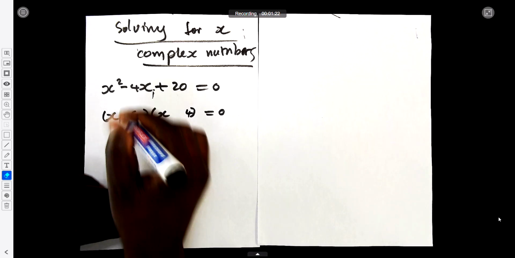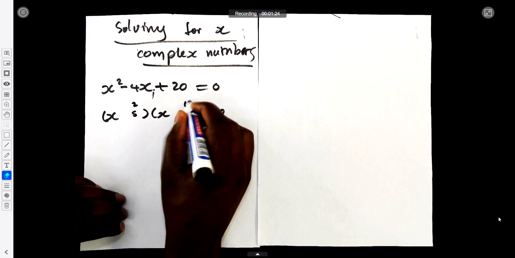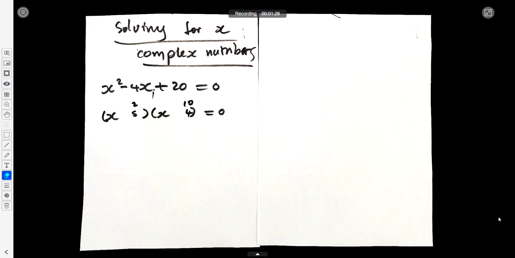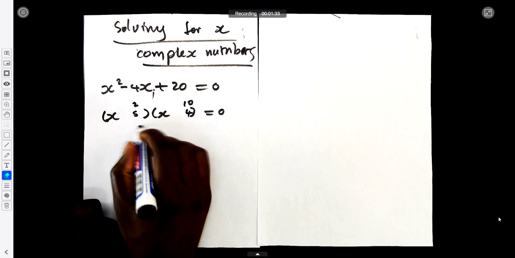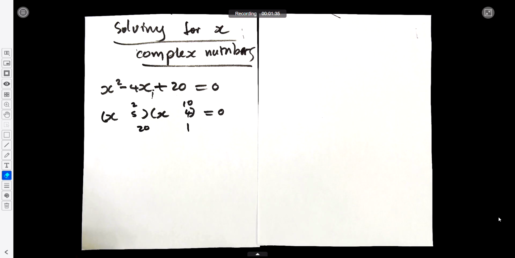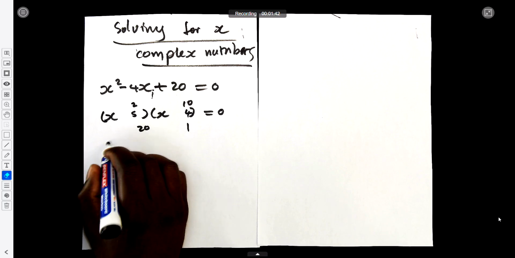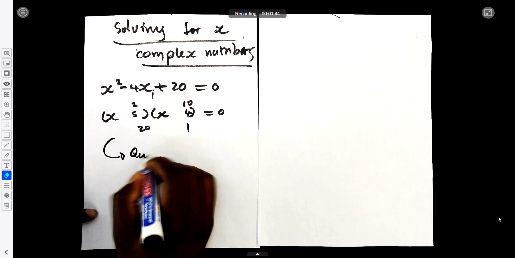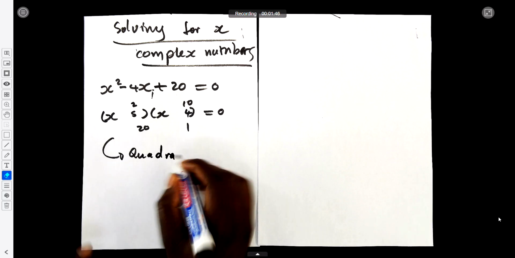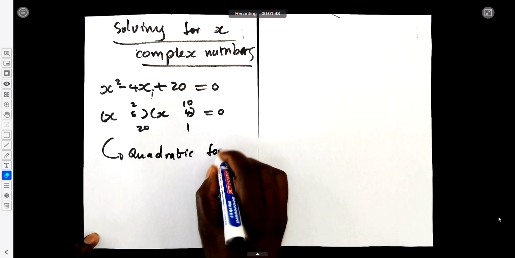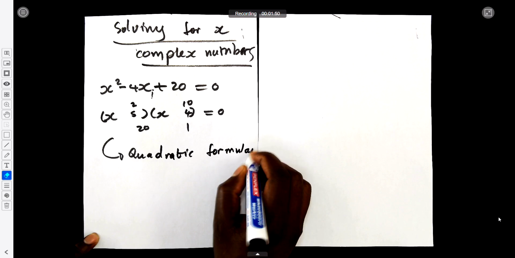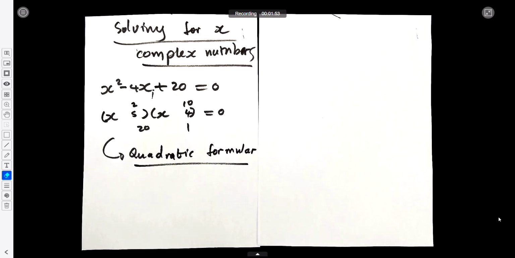You can try 2 and 10. When you add or subtract, they won't give you the middle term, which is negative 4. You can try now the last factor of 20, which is 20 and 1. When you add or subtract these factors, they're not giving you the middle term. So which means now that's where you say now you move to quadratic formula. So that's why you move to using quadratic formula.